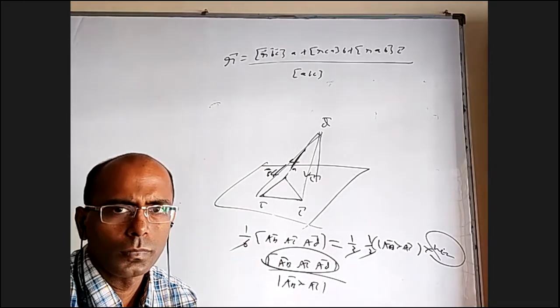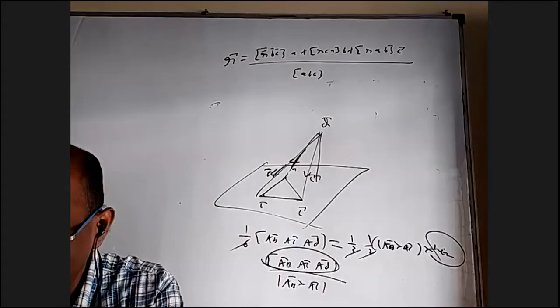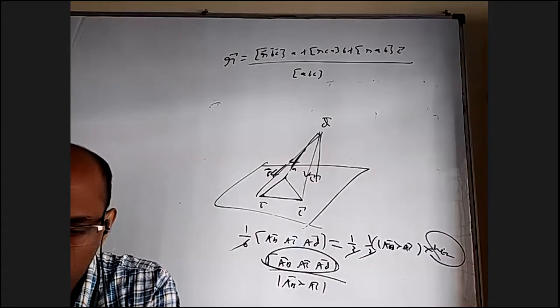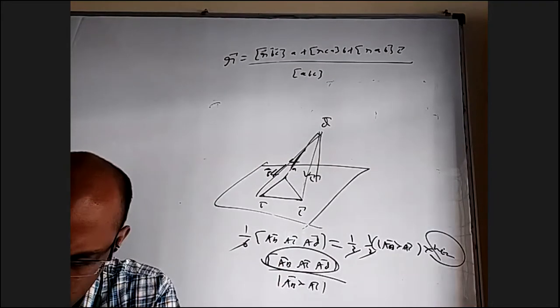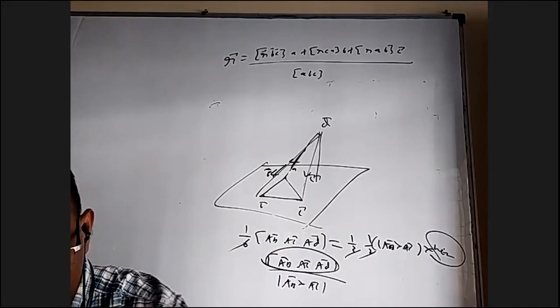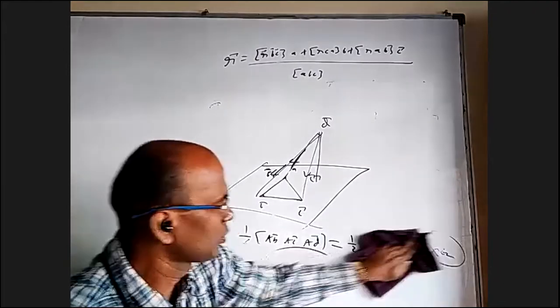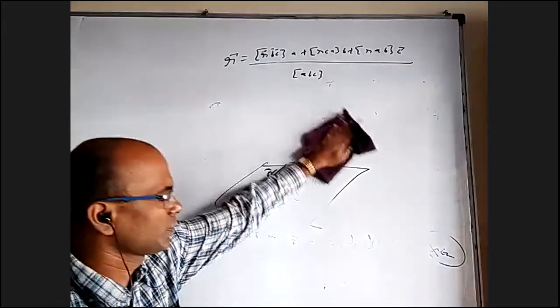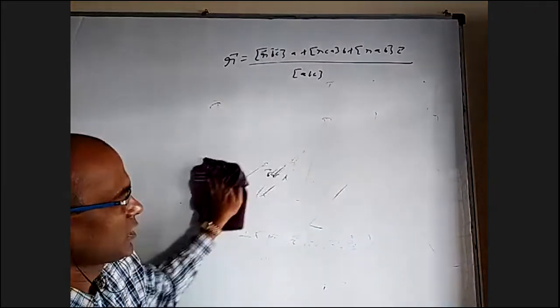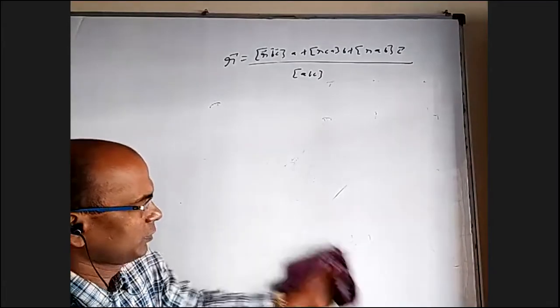Okay. All right. Now we'll talk about multiplying 4 vectors, and that also scalar and vector. Oh, we have to talk about vector triple product. We only discussed scalar triple product. We have not yet discussed vector triple product.